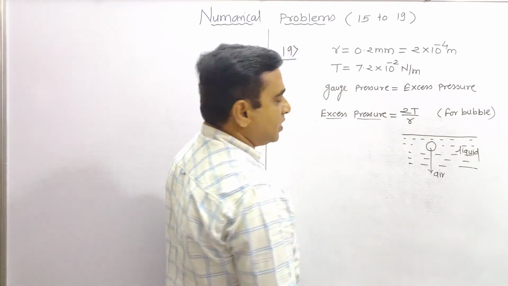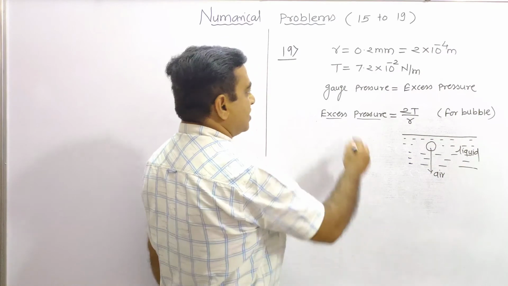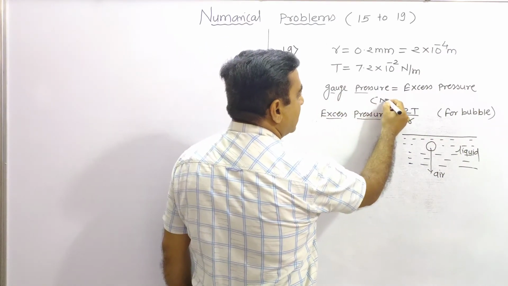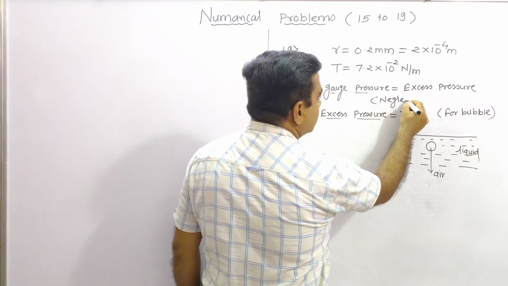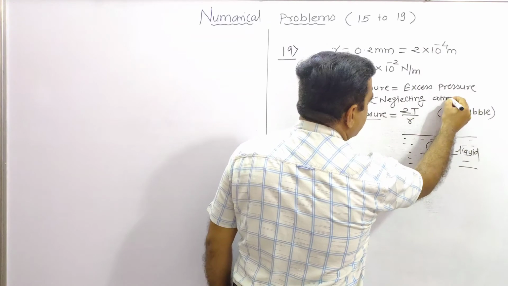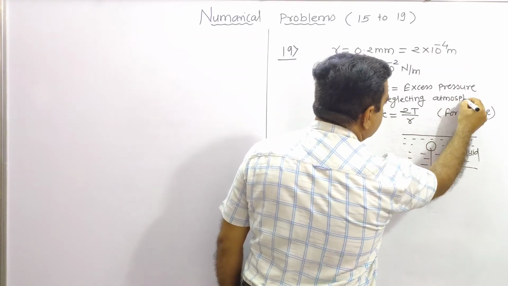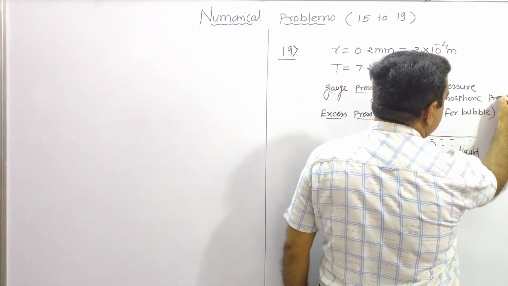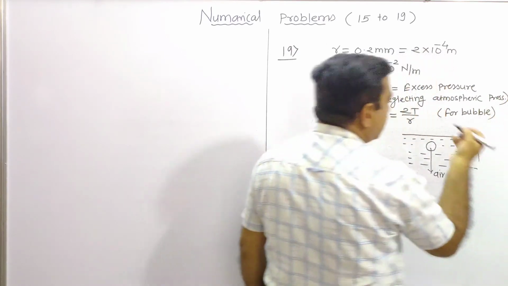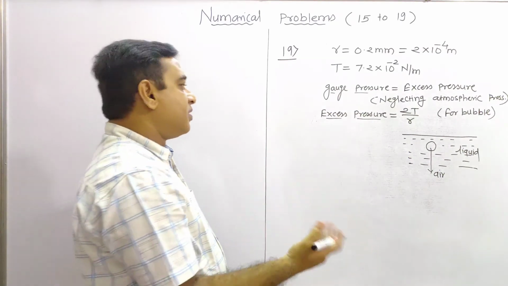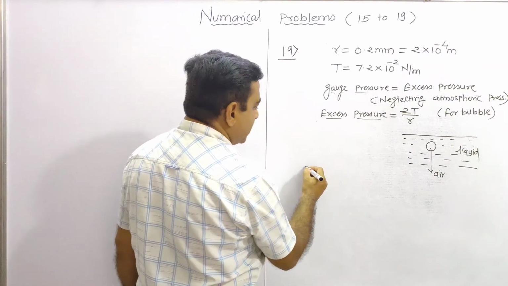And this excess pressure is nothing but your gauge pressure. And here one word I am going to add, neglecting atmospheric pressure. Atmospheric pressure. This is most important because we need to consider that one. The answer may be different. So excess pressure we need to calculate.